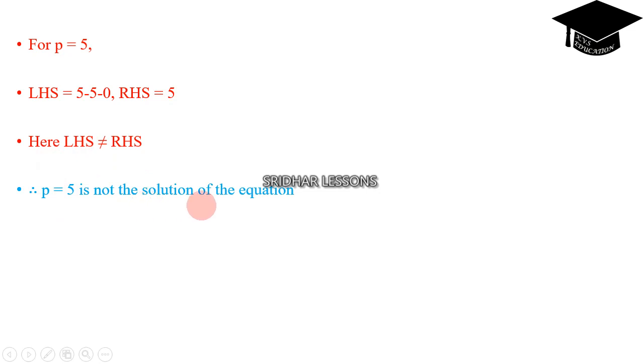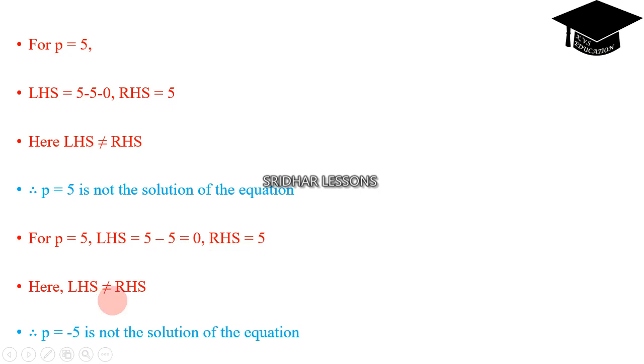Next one, for P equals 5. LHS is equal to 5 minus 5, which is equal to 0. But RHS is equal to 5. So LHS is not equal to RHS. Therefore, P equals 5 is not the solution of the equation. And for the next value, P equals minus 5, LHS is equal to 5 minus 5, which is equal to 0. But RHS is equal to 5. Here LHS is not equal to RHS. Therefore, P equals minus 5 is not the solution of the equation.